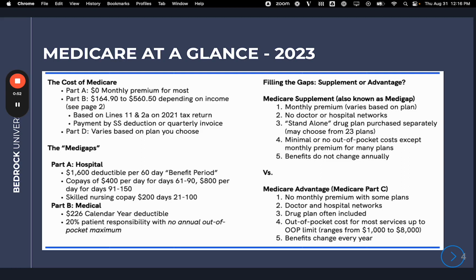topics. I would let them know that Part A is generally $0 per month for most people, as long as you have a history of working and paying Medicare taxes for at least 10 years or 40 quarters. There are some exceptions to this rule, but in general, most people will not pay for Part A. Part B is currently $164.90 a month, and that is the base premium.